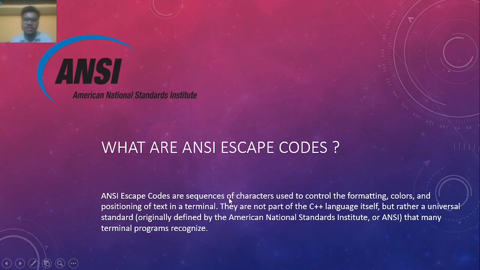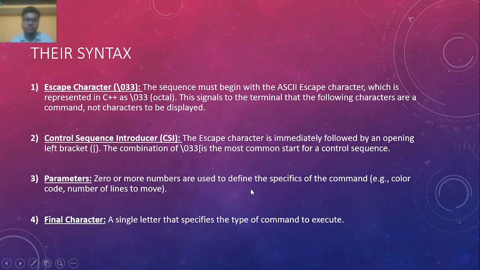Sometimes cout doesn't give us many options to manipulate the text there, so we use these ANSI escape codes. Their syntax starts with the escape character \033. That gives the signal to the terminal that the following text is not to be shown in the output, but is a command that has to be executed.